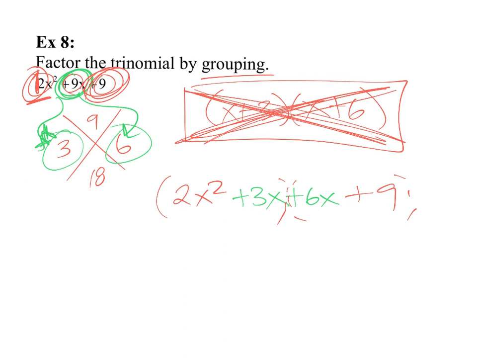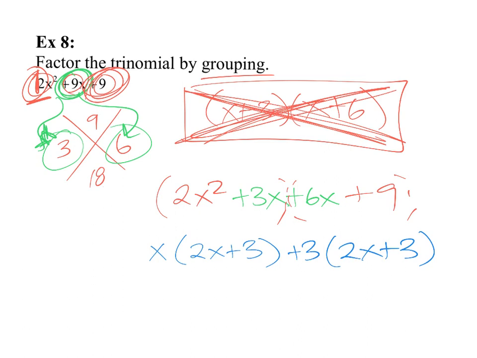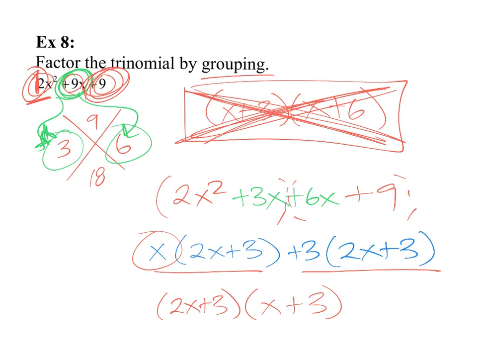What can we pull out of the first group? We could pull out an x, leaving us with 2x plus 3. And out of the second group, you could pull out a 3, leaving you with 2x plus 3. Now I have 2 terms. And what do those 2 terms share in common? 2x plus 3. And what's left over? X plus 3. And now we're done factoring.